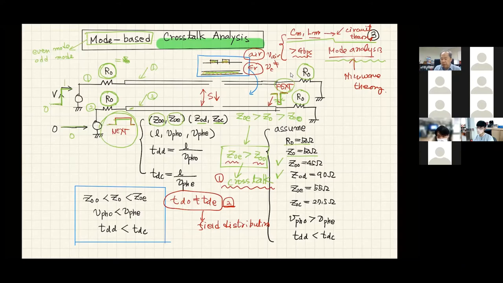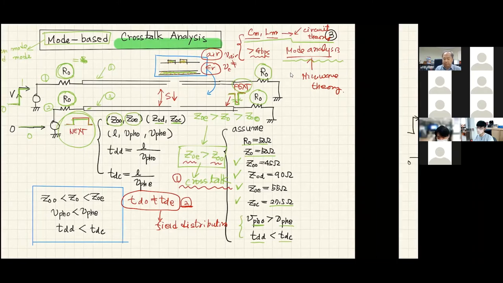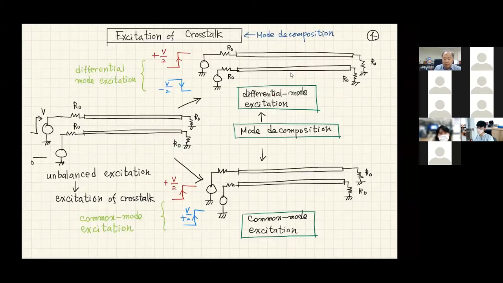And also I'm going to apply the assumption saying that even mode impedance is 55 ohm, while common mode impedance will be half of the even mode, that it will be 27.5 ohm. And because this is microstrip line interconnection, odd mode velocity is higher than even mode velocity. Because of that, differential mode time delay will be shorter than a common mode time delay. Now I'm going to move on to the analysis.